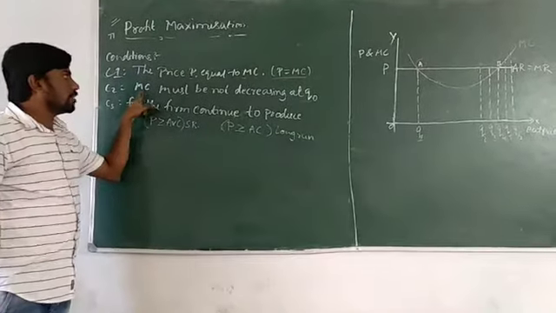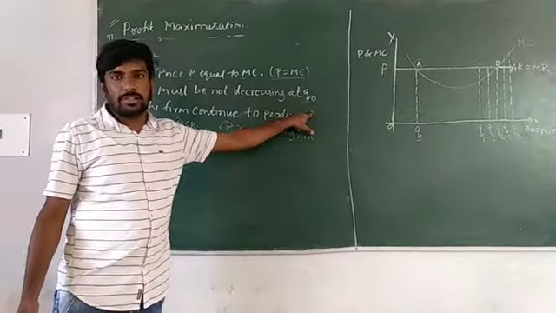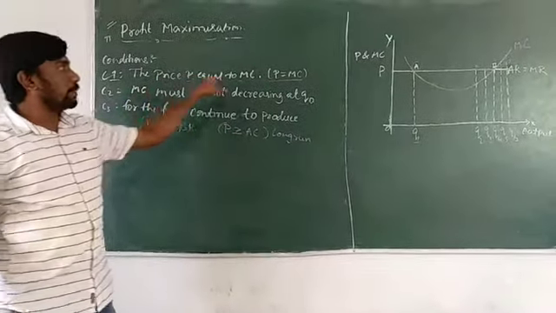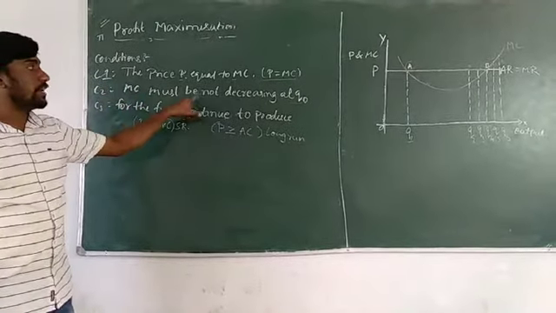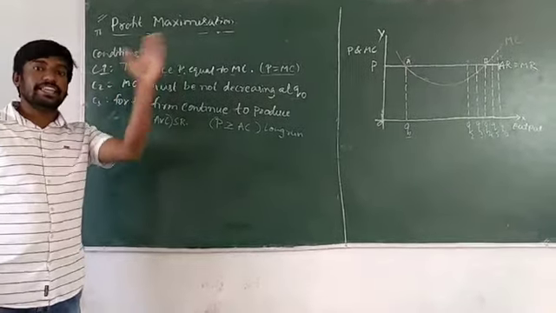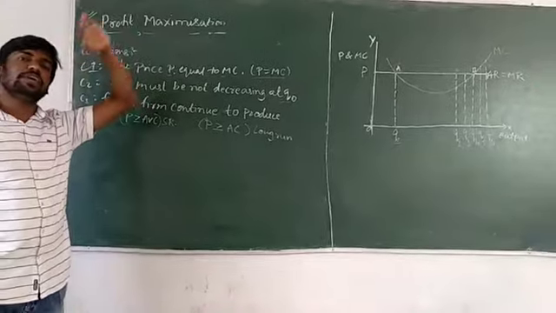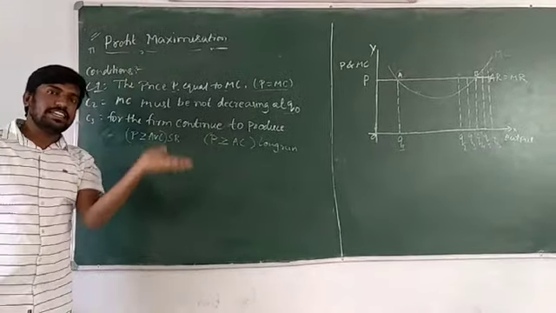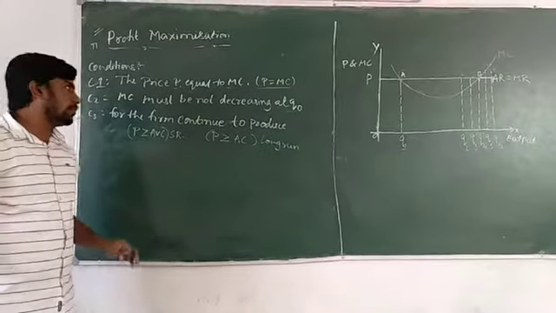The second one is that marginal cost must be not decreasing at Q0. When the price equals the marginal cost, the curve must be not decreasing. Not decreasing means it should increase. So after reaching P equals MC, the curve should have an increasing shape. If it is decreasing, it is not the profit maximization level of output of a firm.